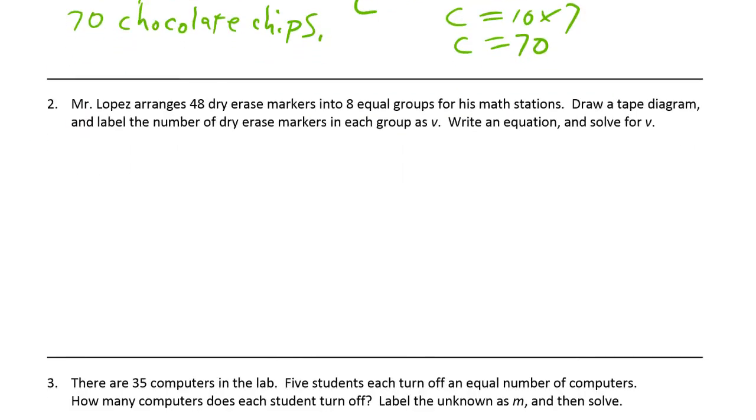Mr. Lopez arranges 48 dry erase markers into 8 equal groups for his math stations. Draw a tape diagram and label the number of dry erase markers in each group as V. Write an equation and solve for V. All right, so here's our tape diagram. 8 equal groups. We know there's 8 equal groups.